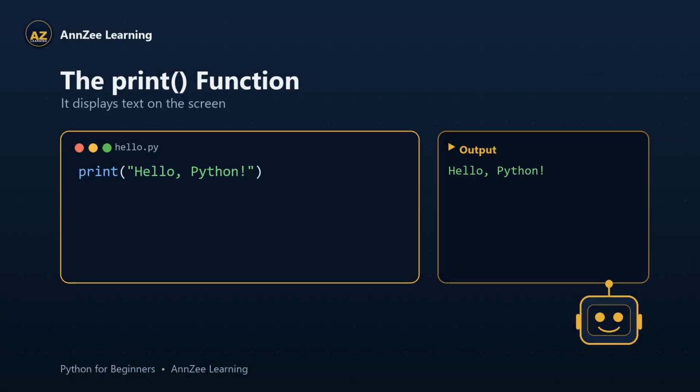Let's start with print. The print function displays text on the screen. You write the word print, an open bracket, your text inside quotation marks, and a closing bracket. Run it, and there's your message.